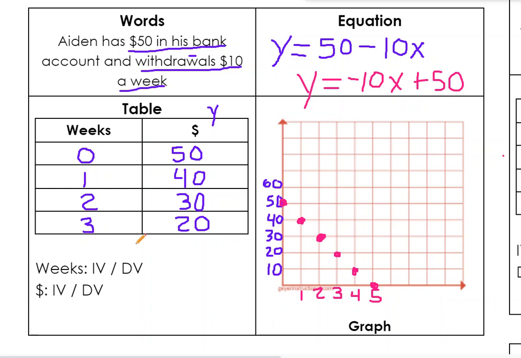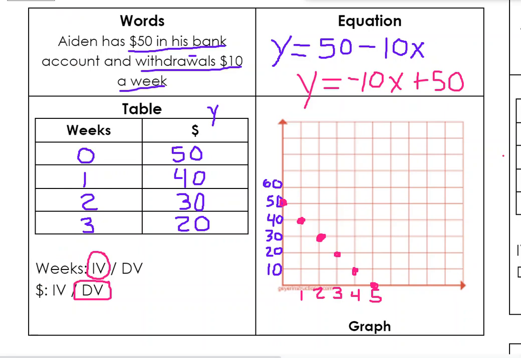Okay? So what does this mean? Let's try and figure out our IV and our DV. So weeks is the number of weeks that he's withdrawing. That is our independent variable. Money is our dependent variable, because that depends on how many weeks that he's withdrawing money, right? Like we just said, if he withdraws it for 3 weeks, he's going to have $20 left. If he withdraws it for 1 week, he has $40 left, right? So the money depends on the weeks.